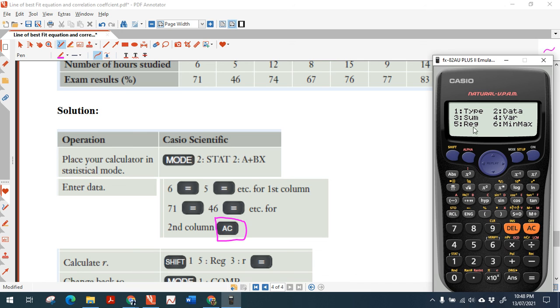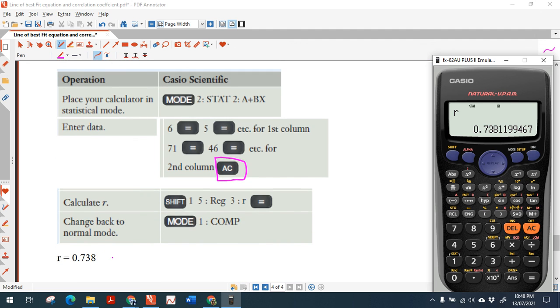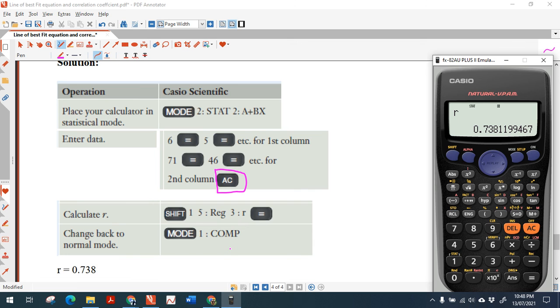Now, why 5? REG, what does that stand for? It stands for regression. Now, regression is the name of the line of best fit. It's a regression line. So we're looking for the tendency for the points to regress to the line of best fit. So REG stands for regression. So we're going to press 5, and we want the R values. So that's 3 there. So press 3, and then we're going to press equals, and we got 0.738, which is the correct value. So that's our lesson for today.